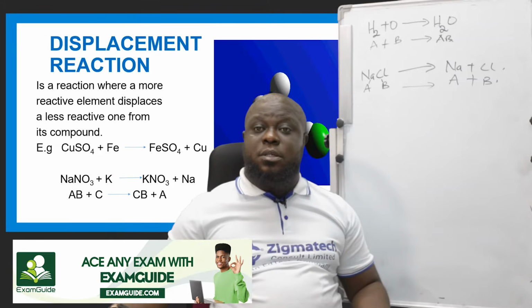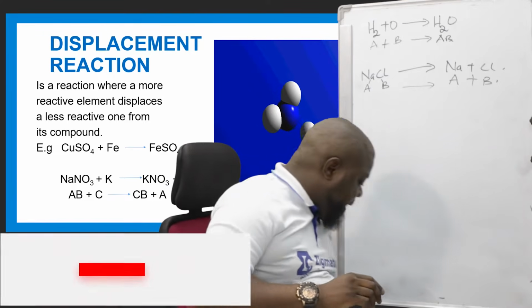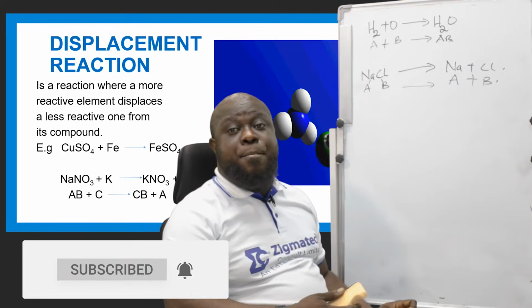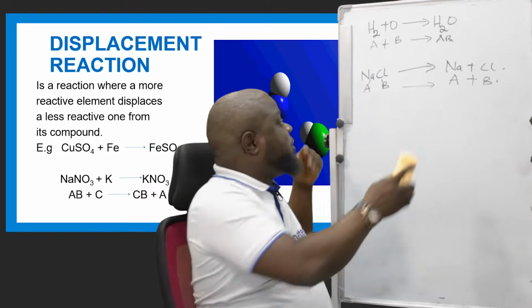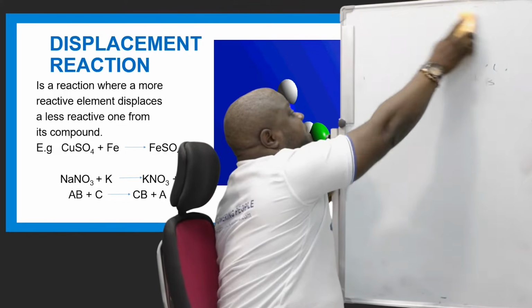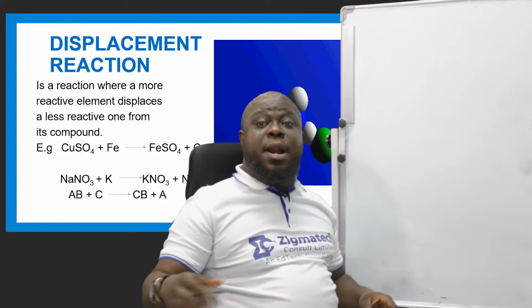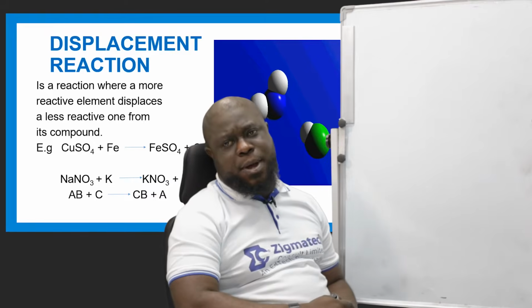The next one is displacement reaction. Displacement reaction is a reaction where a more reactive element displaces a less reactive one from the compound. A more reactive element displaces a less reactive one from the compound.